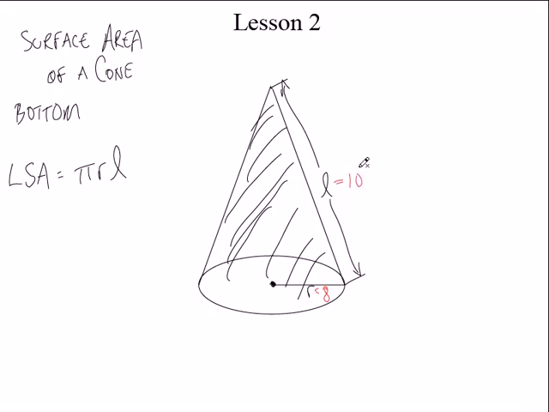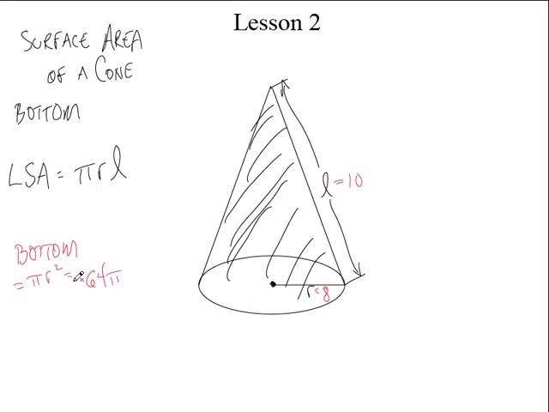Then it says find the surface area of the cone. We're trying to find the entire surface area. So first thing I'm going to do, and I'll do this problem in red, is find the area of the bottom. Well, the bottom is a circle, so it's just pi r squared. So let's plug some stuff in. Put the 8 in, square r, what do you get? 64 pi, good. So the bottom is 64 pi.